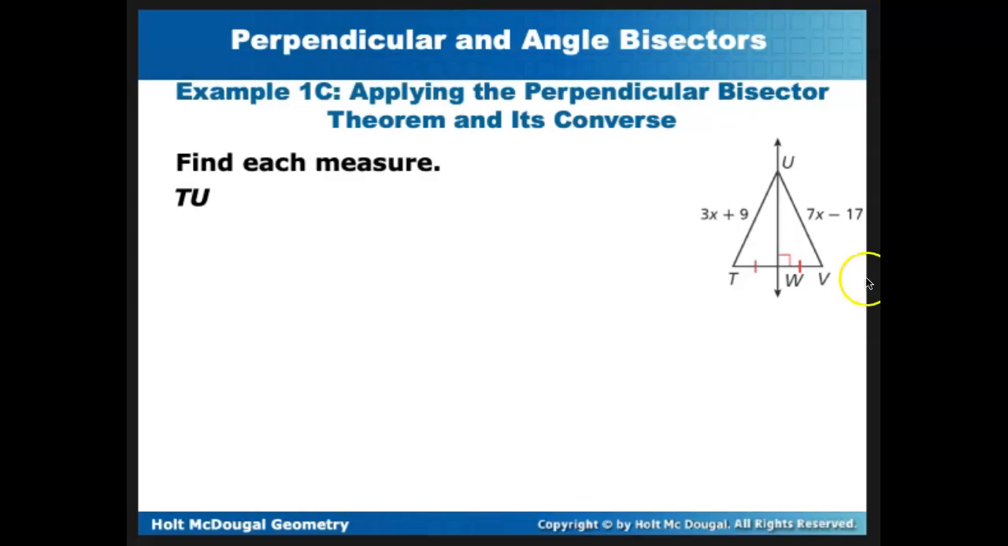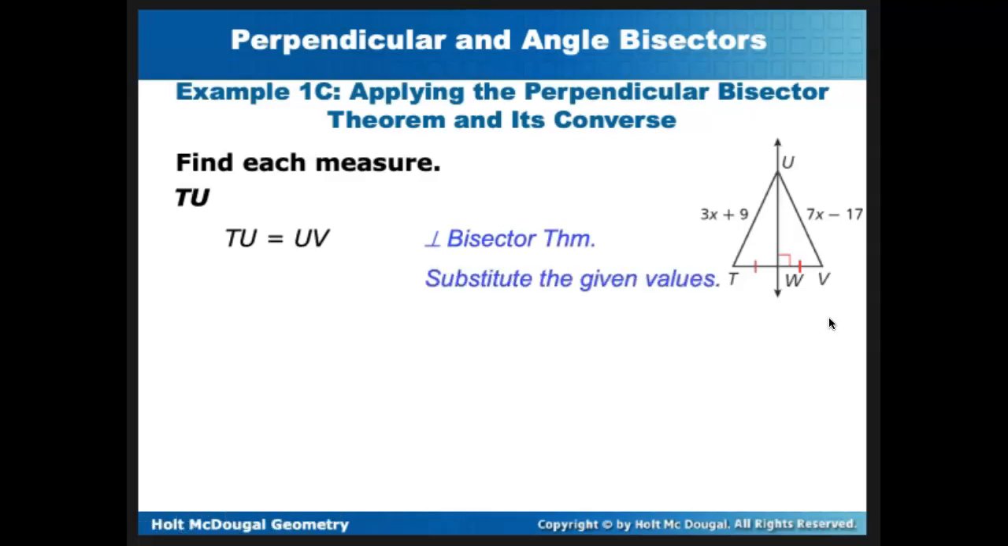Find TU. TU is this one here. Since these are congruent to one another and this is perpendicular, then this is congruent to this. Just set them equal to each other, solve for x, and substitute that back in. Make sure you're paying attention to how they're doing this. They're giving you the proof because they're saying TU is equal to UV by the perpendicular bisector theorem. We're going to substitute the values for the segments.